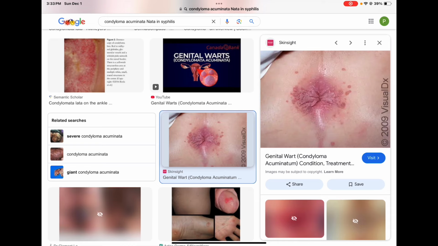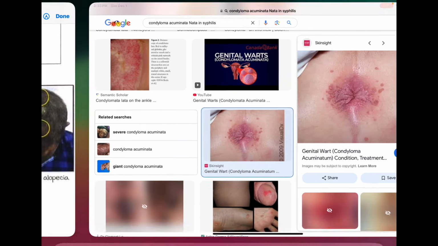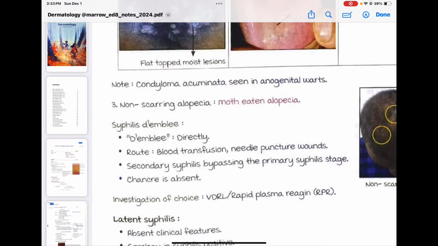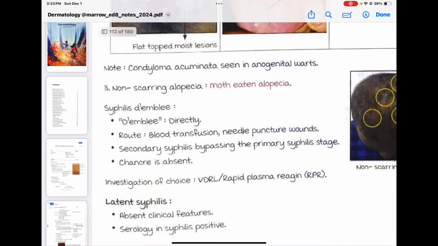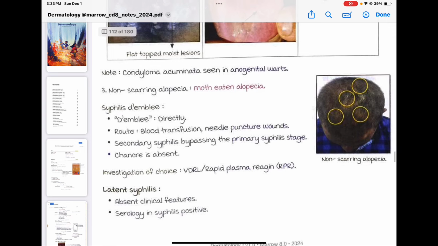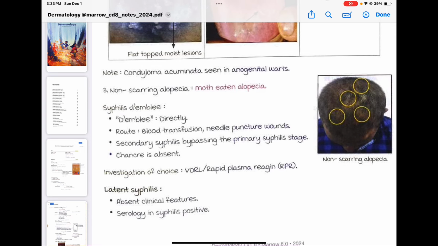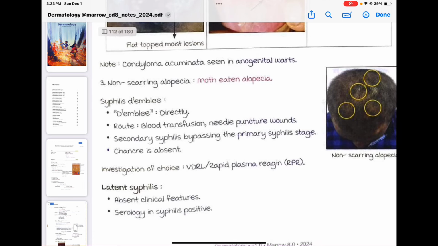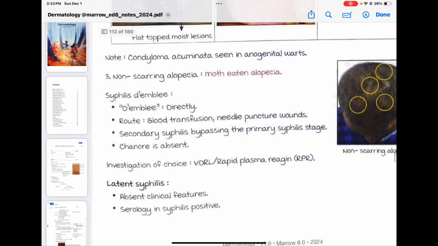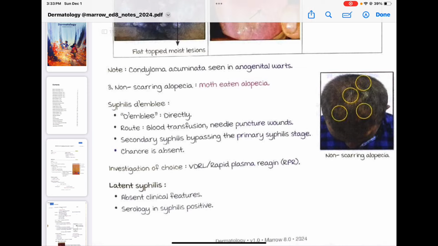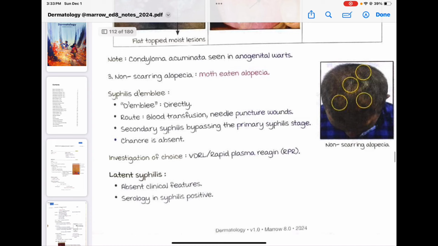Latent syphilis, absent clinical features. Serology in syphilis positive. Types: early latent and late latent. So early latent is infectious, late latent is non-infectious. Investigation of choice: enzyme immunoassay.